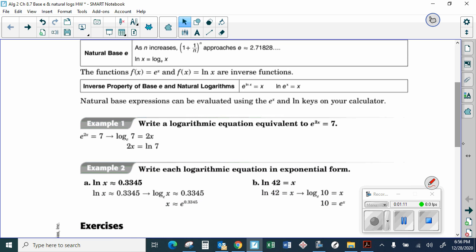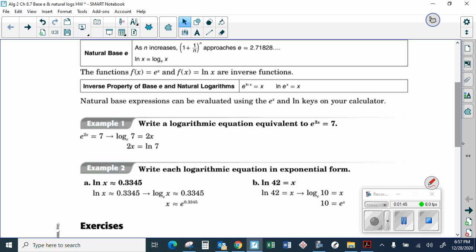The functions f of x equals e to the x and f of x equals natural log of x are inverse functions. Remember, inverse is when we switch the x and the y. That really is y right now. So if I switch it, it becomes e to the y equals x. And remember, when I put the natural log there, that base is e, and that says e to the y equals x. So those are the same.